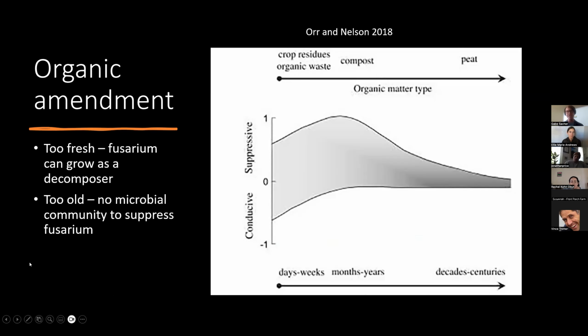Organic amendment: obviously compost is great, but not all composts are created equal. I'm sure we've all had situations in which we ordered way too much compost and it just wasn't good quality and we don't know what to do with it. One of the things which determines how good that compost is, is how old it is. But there is a sweet spot.